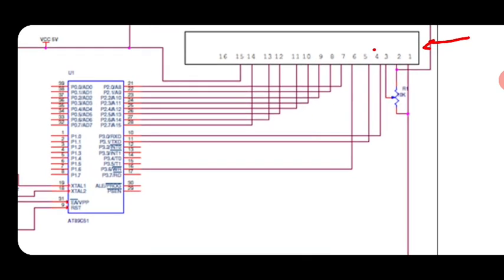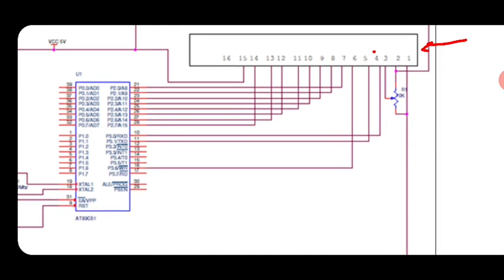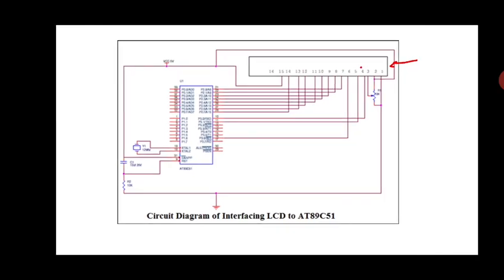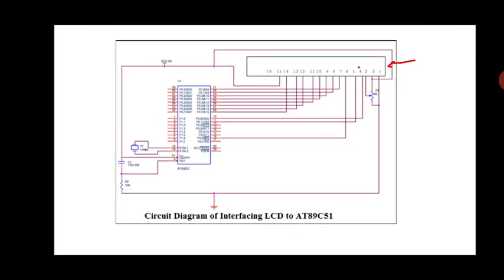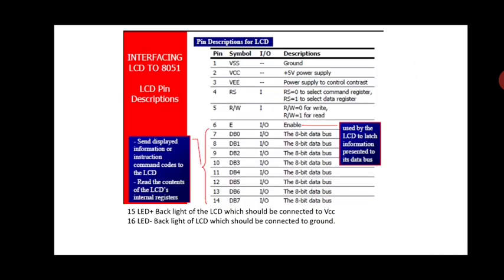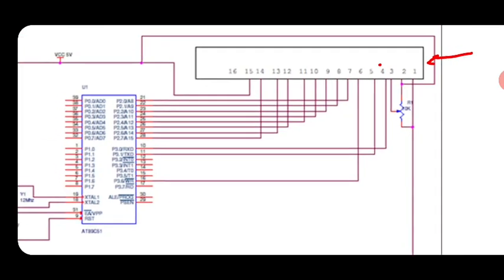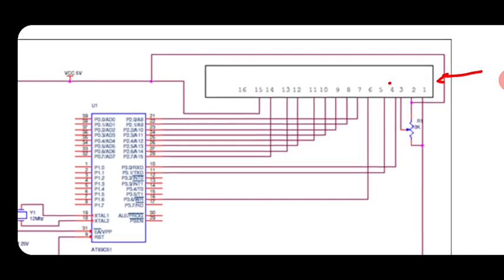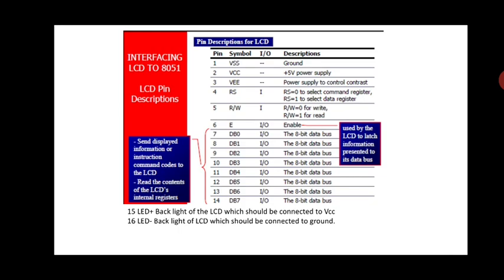In the LCD there are a total of 16 pins available, from 1 to 16. We will see one by one what the configuration of each pin is. This is a standard pin operation, a standard connection made in a kit to display a character. As we have seen, there are a total of 16 pins in an LCD. Let us move to the pin operations one by one.